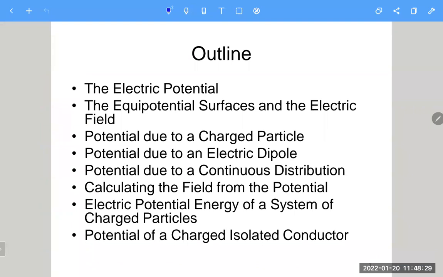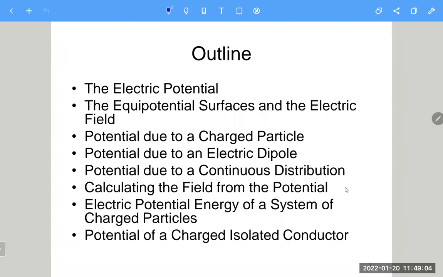Okay, so this is the outline for chapter 24. We will first introduce the electric potential and the equipotential surface, which is related to the electric field line. And then we will also introduce how to calculate the potential generated by different structures like the charged particle, electric dipole, due to some continuous distribution.